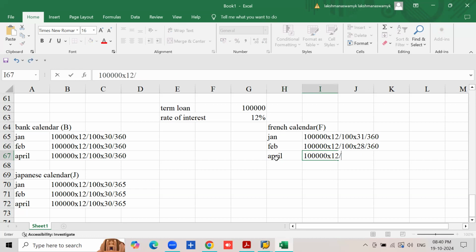1 lakh into 12 by 100 into, actually April contains 360 days, right? Sorry, April contains 30 days. So 30 days into 360.